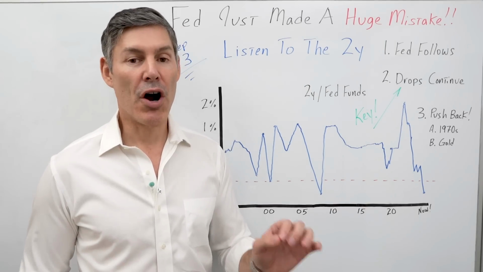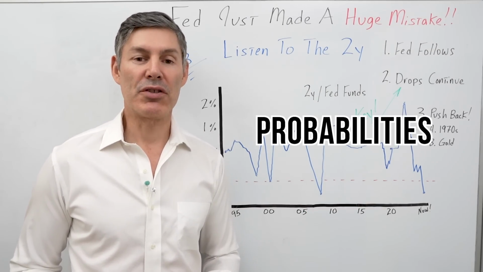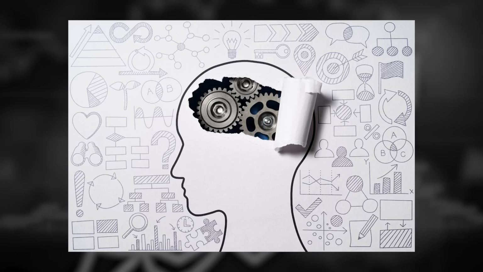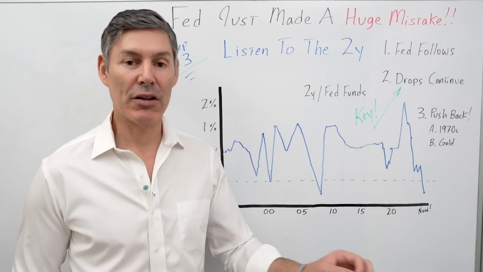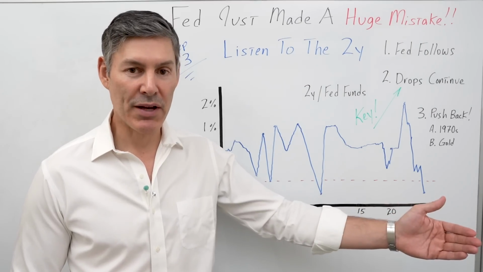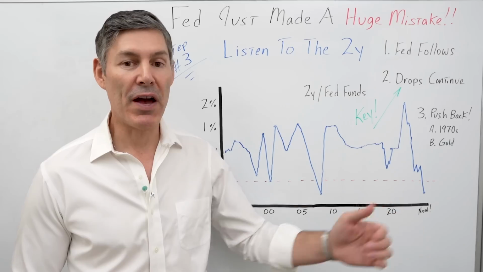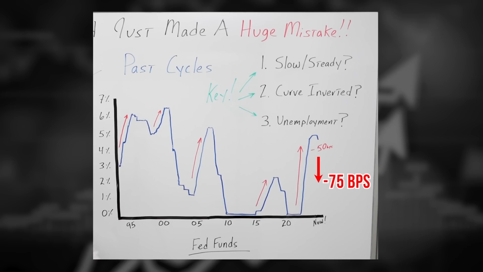To be clear, there are no certainties, there are only probabilities. So I'm just sharing with you my thought process behind why I think the probabilities are high. When we look back on this time frame, let's say a year in advance, we'll see the Fed should have cut not by 50 basis points, but a hell of a lot more.